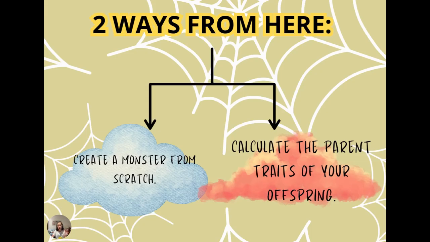From the step I just gave you, you can go two ways. You can start creating a monster from scratch, or you can calculate the parent traits of your offspring. In the first part of this video, you could see that the black cat, instead of creating a new monster, we actually traced it back to the parents. Now this one takes a lot more thinking, and because the title of this video is creating your own Halloween monster, today we're going to go with the blue cloud.